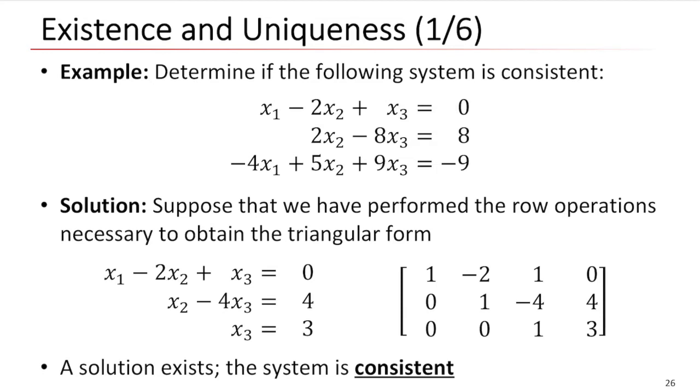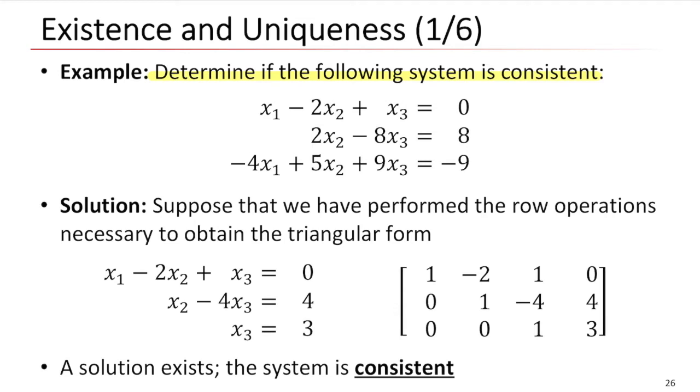Okay. Then let's solve the system in the matrix world now. The question is: determine if the following system is consistent. To recap, a linear system is consistent if there is at least one solution. Otherwise, it is inconsistent.